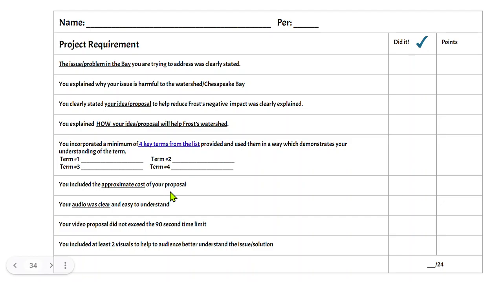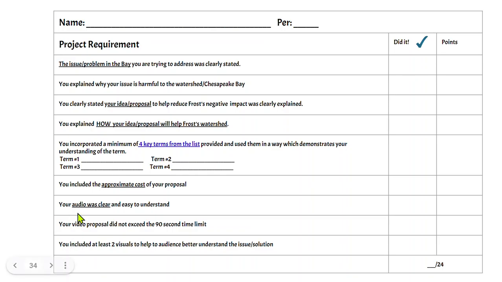Okay. Did you include an approximate cost for your proposal? Or if you couldn't come up with exact money, how much things would cost, what are people going to have to pay for if they implement what you are suggesting? So if you suggest putting a whole lot of hay bales all around the outside edges of Frost to try to keep some of our grass clippings and trash from getting into the stormwater, how many hay bales do you think we'll need? How much do you think that's going to cost? And you can Google some of that, right?